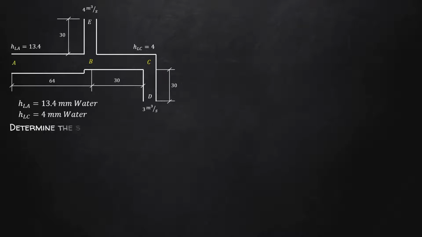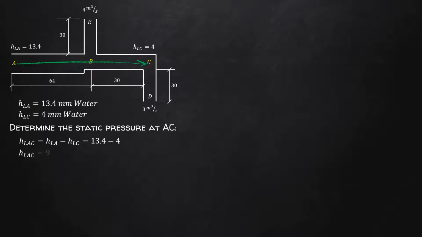We need first to determine the static pressure at A to C. Static pressure at AC is equal to the static pressure at A less static pressure at C. Substitute the givens then simplify. Static pressure at AC is equal to 9.4 mm of water.